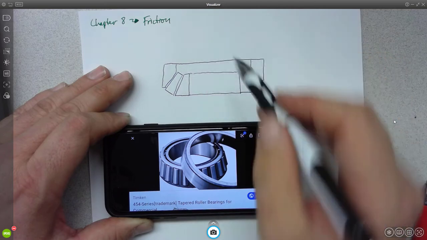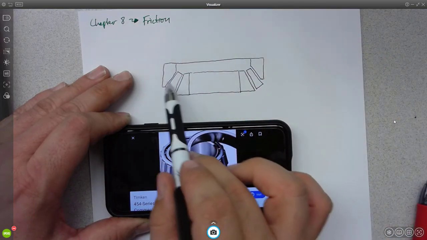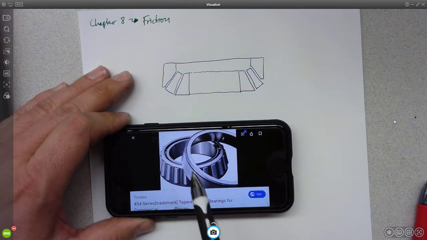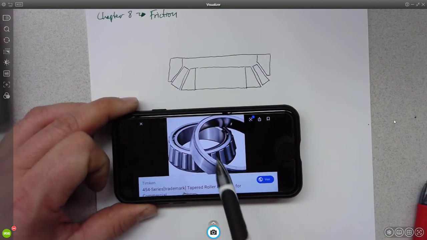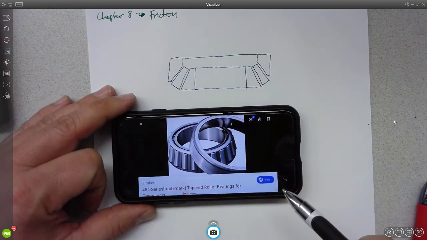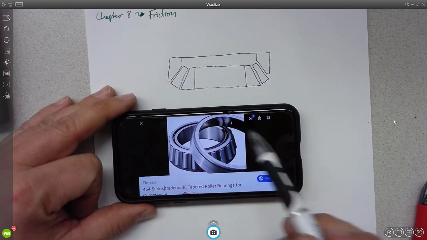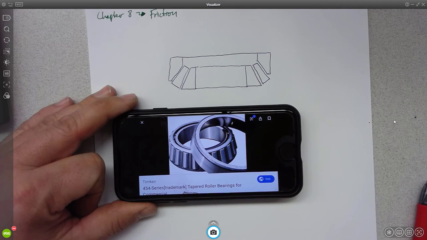The other ring, this guy here, sits on top of these. And you can see now my rings could spin. I should bring in some used wheel bearings so you guys can see these in real life. So there you go. That is a tapered roller bearing.